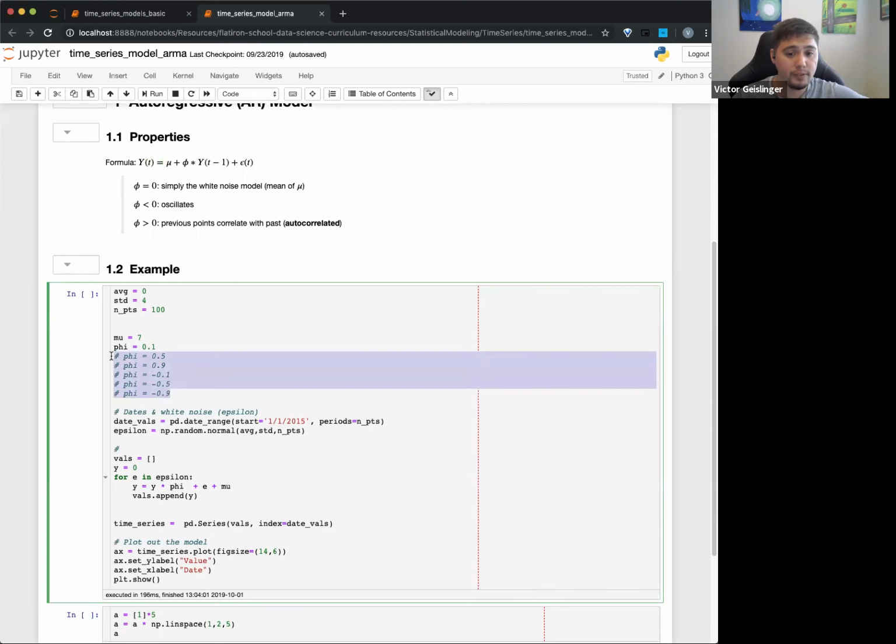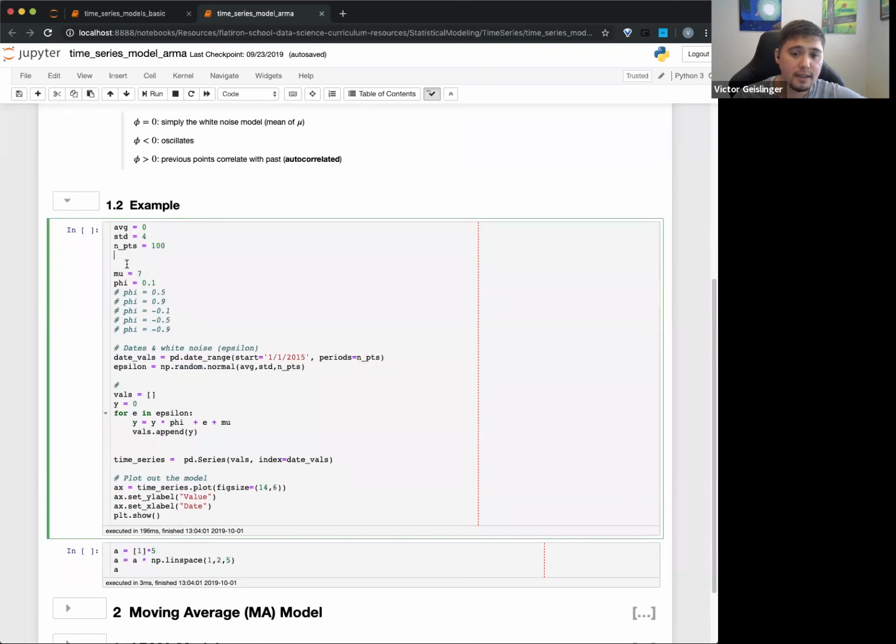So you can see I already put a few phi here so we can play around with it. We'll have an average of 0 just to make it nice and simple. We're going to ignore that mu for now. And then a standard deviation of 4, and a number of points. I'm going to start with 100 just to make it easier to see. I'm sorry, I do put a mu here, so I will keep it there.